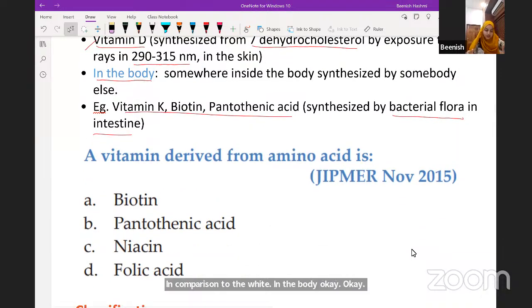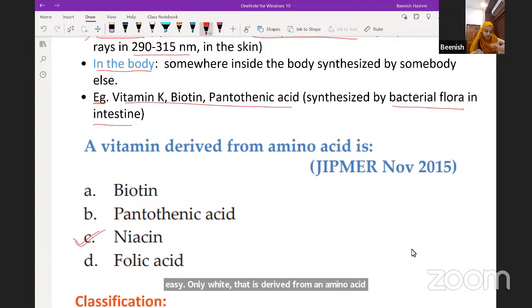Okay, let's take an MCQ: a vitamin derived from amino acid. I just told you that is your niacin. Niacin is the only vitamin that is derived from an amino acid. And which is that amino acid? That is your tryptophan.